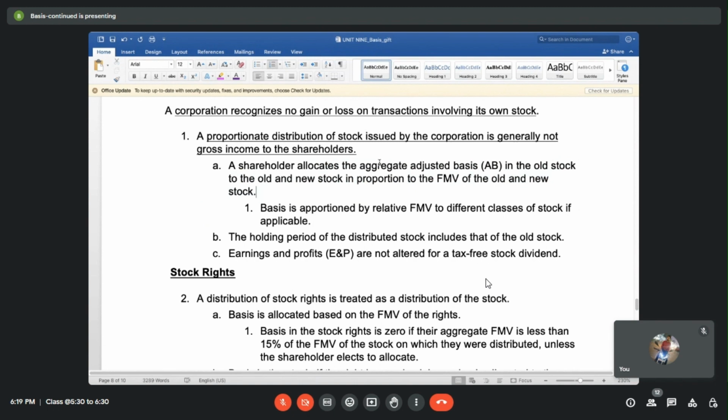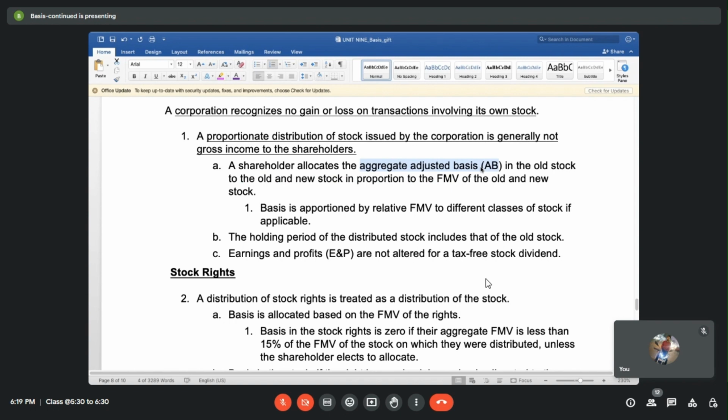So the earlier basis that the shareholder has for the old stock, that will get applied to the new stock in proportion to the FMV, because there is no basis for the new stock. They have been given this stock for free. So we are still not changing the adjusted basis. What we are saying is, if the basis was $1,000 earlier, the basis will still remain 1,000. But earlier it was 1,000 for 100 shares. Now it is 1,000 for 110 shares.